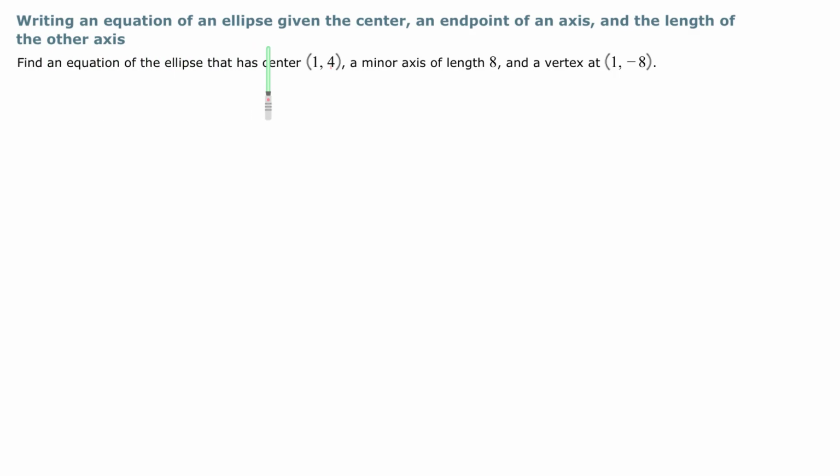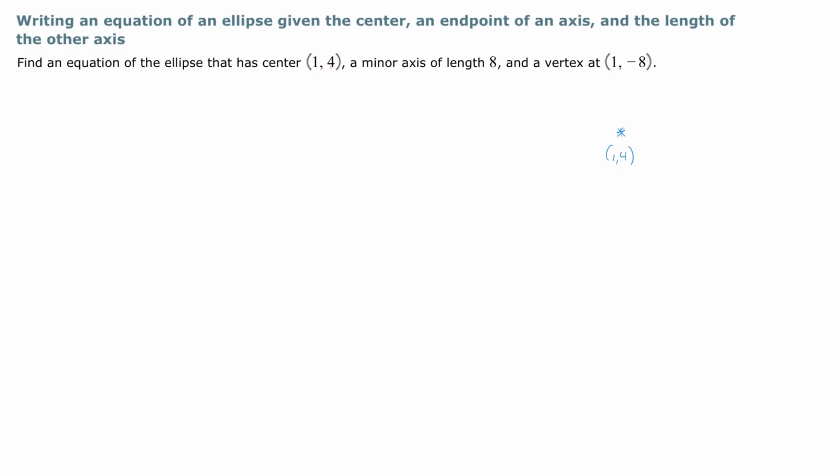Writing an equation of an ellipse given the center, an endpoint of an axis, and the length of the other axis. Find an equation of the ellipse that has the center (1, 4), a minor axis of length 8, and a vertex at (1, negative 8). To get a better idea of what's going on, let's take those 3 hints and make a rough illustration. Why don't we start with the center? Typically, we could put the center as a star. It's going to locate our ellipse. I'm going to label that (1, 4).